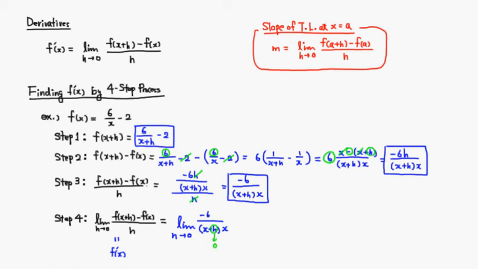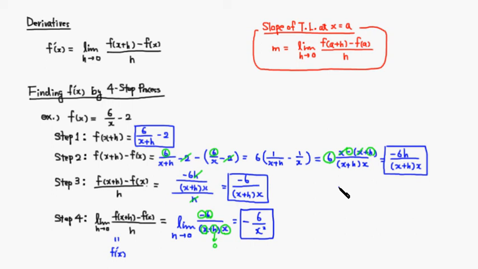Then what's left is a negative sign, and there's 6 here, so we put 6 on top. Over, there is x right here times another x, so therefore we have x squared on the bottom. So f prime of x is negative 6 over x squared.